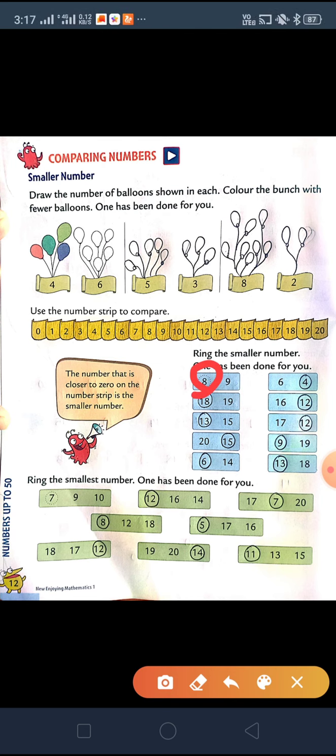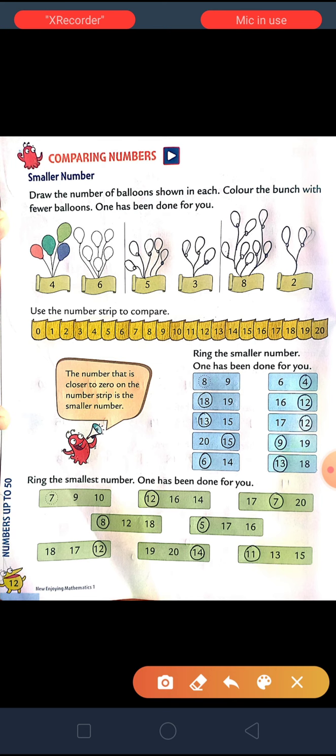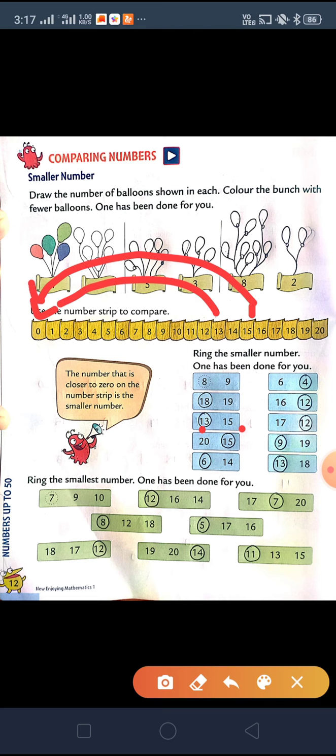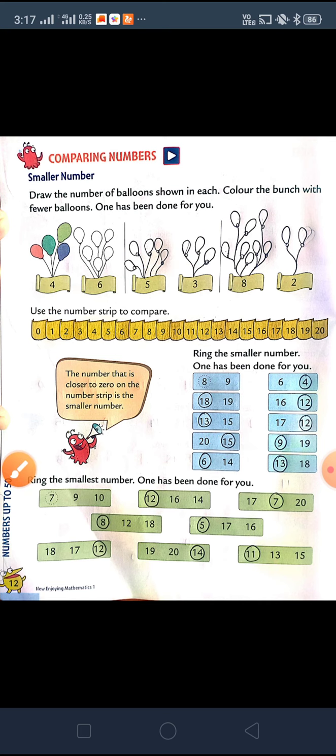If you compare 18 and 19, as you can see on the number strip, 18 is closer to 0 and 19 comes after 18. So 18 will be the smaller number. From 13 and 15, 13 is closer to 0 and 15 comes after 13. So again 13 is smaller than 15. From 20 and 15, again 15 is closer to 0. So 15 will be the smaller number.